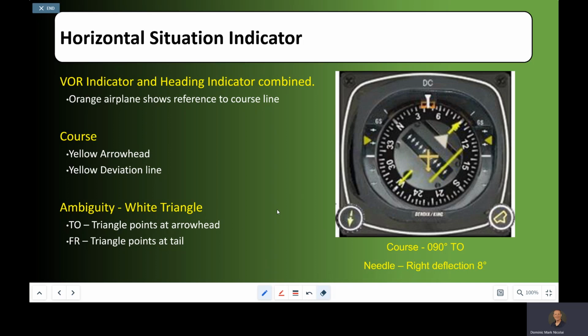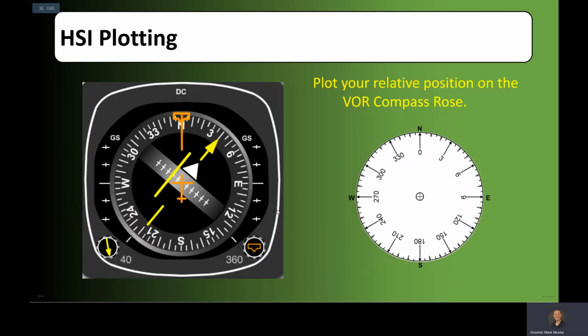So we see the aircraft is on a magnetic heading of 045 degrees. The course is 090 degrees to the station, 8 degree right needle deflection. So using that information, we can then plot the aircraft's position here. So that's just the basics on the HSI. Let's just take a peek and plot our course.